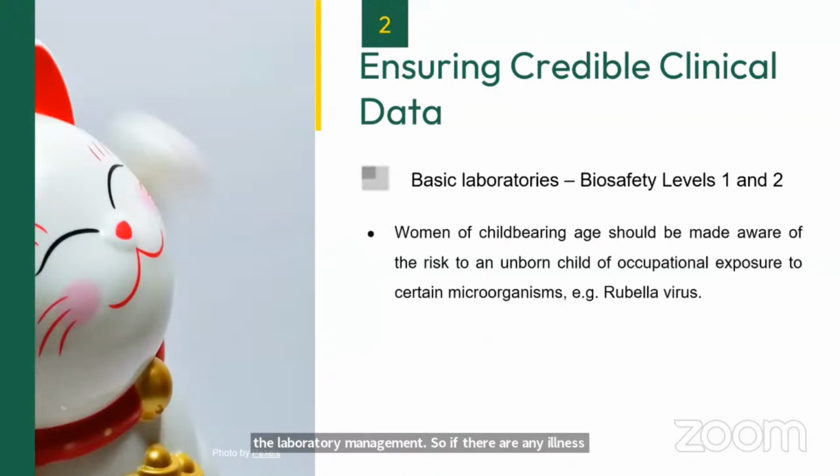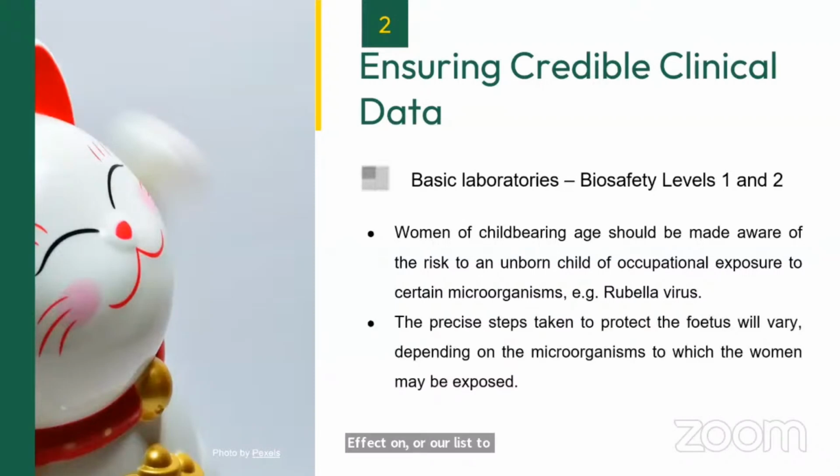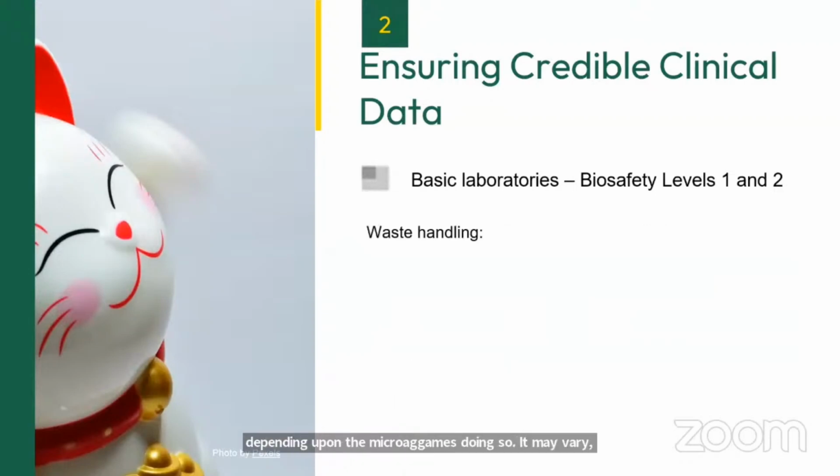Women of childbearing age should be made aware of the risk to an unborn child of occupational exposure to certain microorganisms such as rubella. We know that exposure to or infection with rubella can cause certain effects on, or risk to, an unborn child. The precise steps taken to protect the fetus will vary depending upon the microorganisms to which the women are exposed. So it may vary depending upon the microorganisms they are getting exposed to.